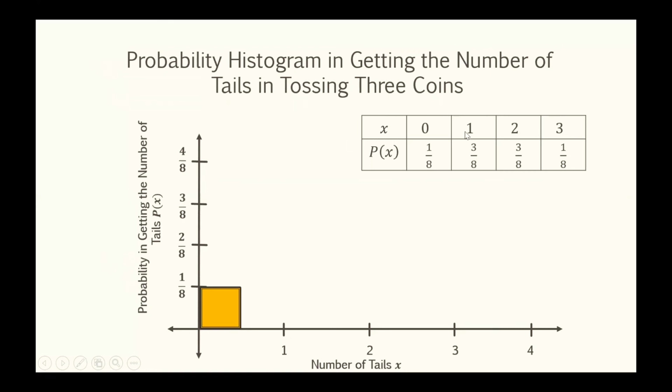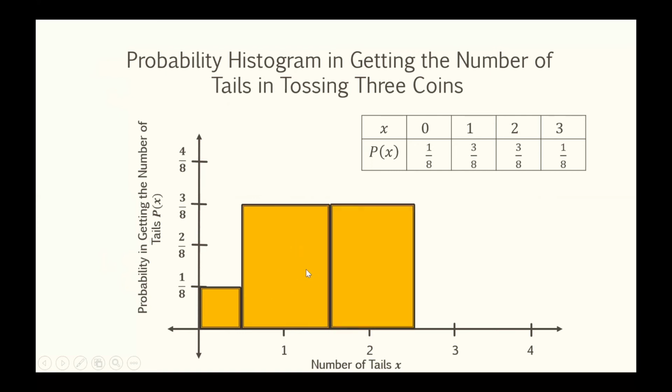Given X equals 1, the P of X is 3 over 8. The height of that is 3 over 8 from the midpoint of 0 and 1 up to the midpoint of 1 and 2. This is the bar. Next, for X equals 2, the probability is 3 over 8 from the midpoint of 1 and 2 up to the midpoint of 2 and 3. The height is 3 over 8.